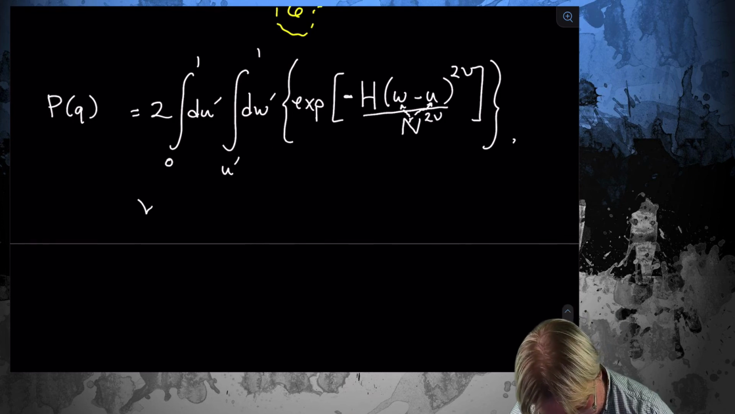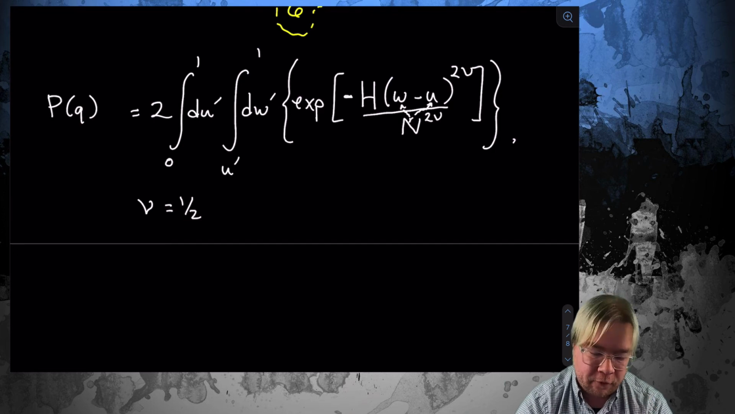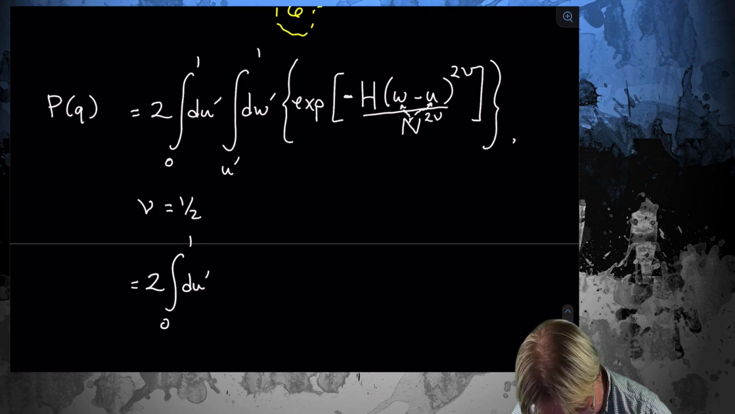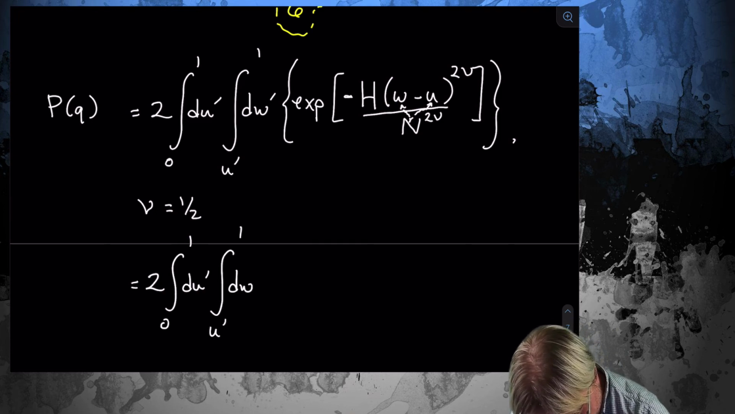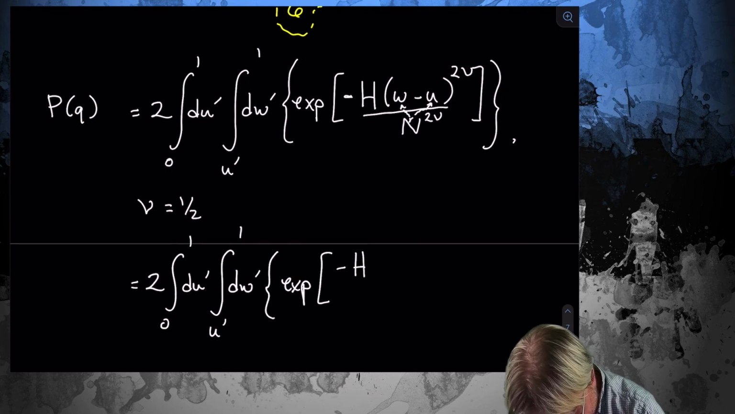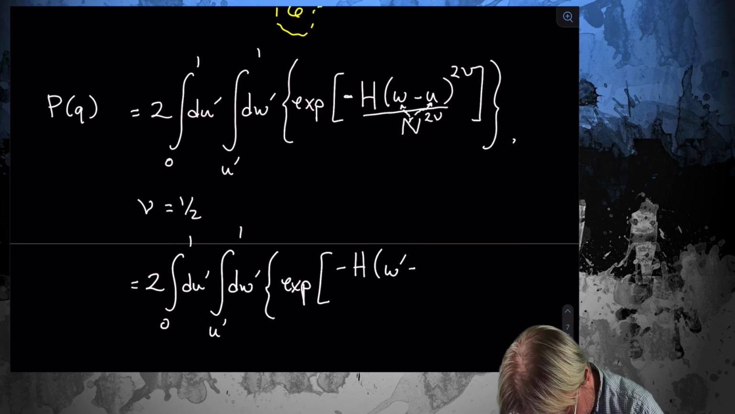So what we'll do is we'll let nu equal 1/2. And then what our form factor will become is something much simpler that we can solve for. So the integral from 0 to 1 du prime, the integral from u prime to 1 dw prime, exponential of minus h times w prime minus u prime, and that's it.